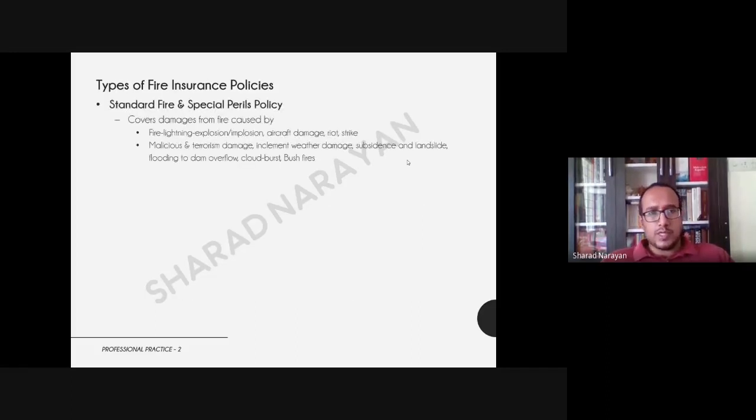Types of fire insurance policies. Here you have the standard fire and special perils policy. It covers damage caused by fire, lightning, explosion, implosion, aircraft damage, riot, strikes. Also, malicious and terrorist damage, inclement weather damage, subsidence and landslide, flooding due to dam overflow, cloudburst, and bushfires.